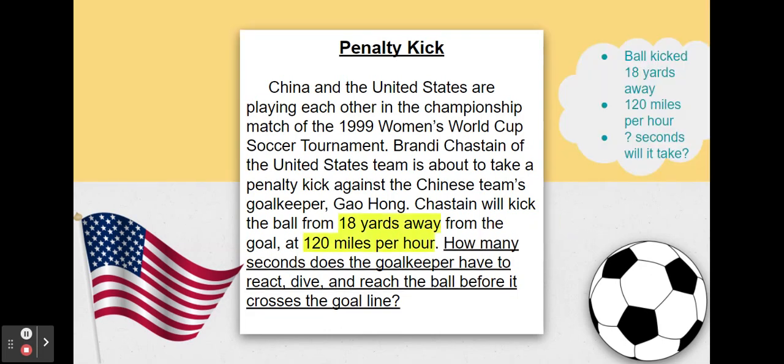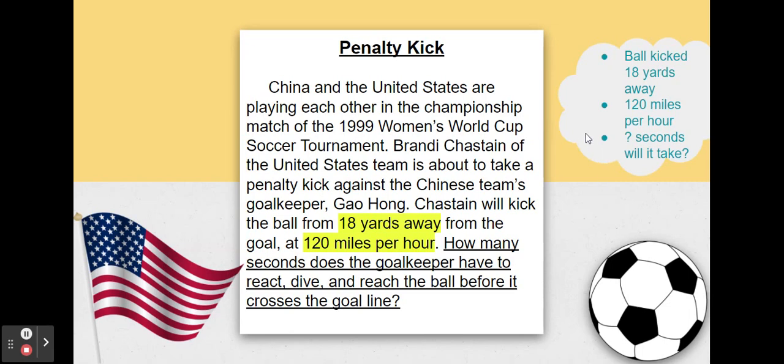I have highlighted my important information, 18 yards, which is how far away she was when she kicked the ball, and 120 miles per hour, how fast she kicked the ball. I have also underlined my question, how many seconds does the goalkeeper have to react, dive, and reach the ball before it crosses the goal line?